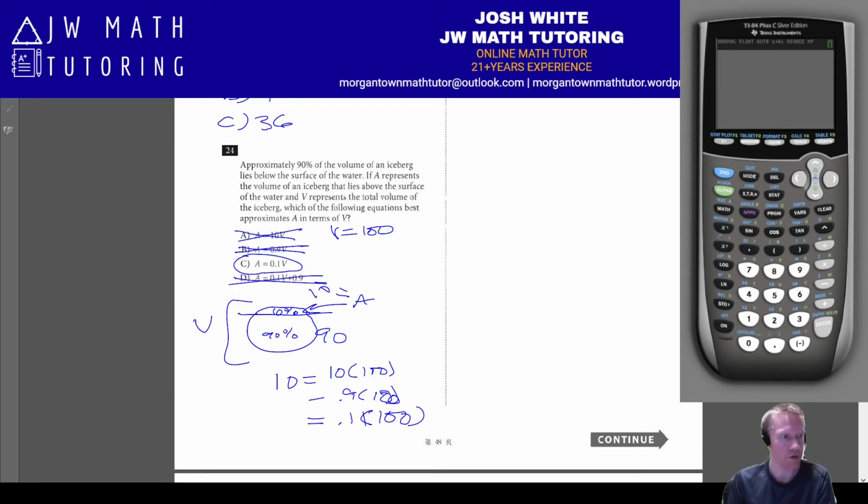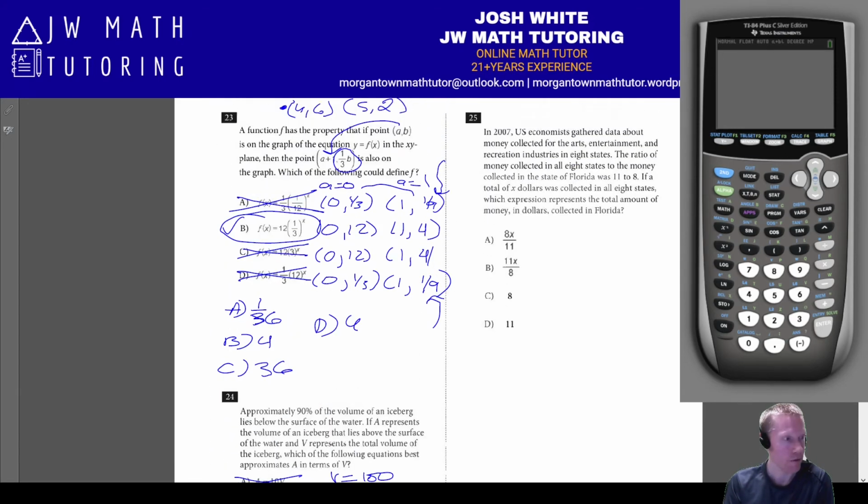So that's an alternate way you could do this by picking values. Pick a value for V, then based on what they tell us, calculate what A has to be, and then plug A and V into the 4 answer choices and see which one is true, which one makes sense.